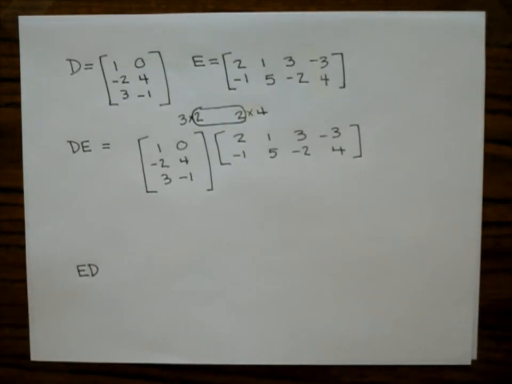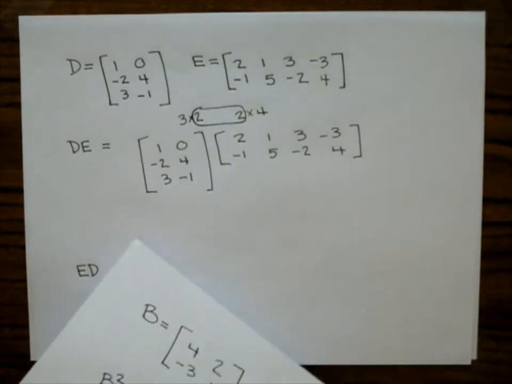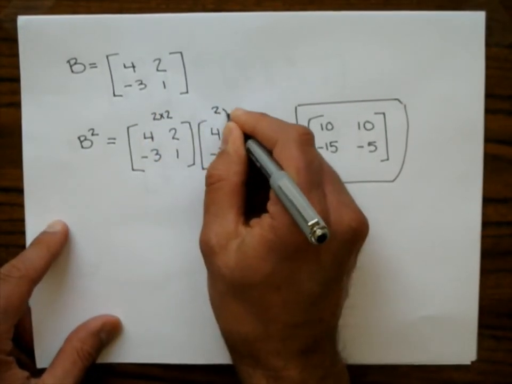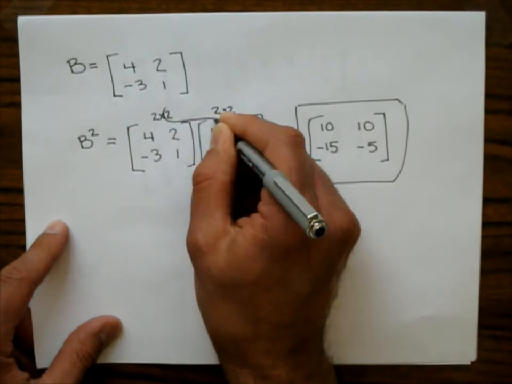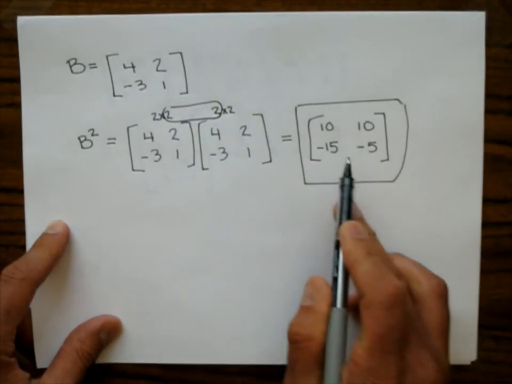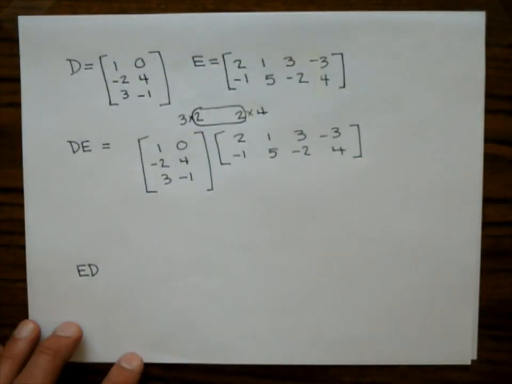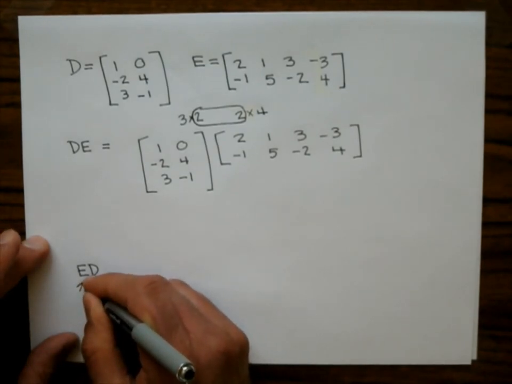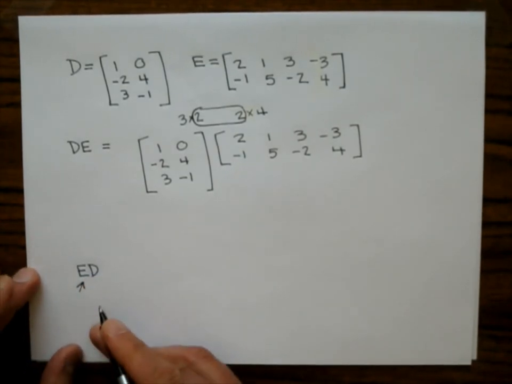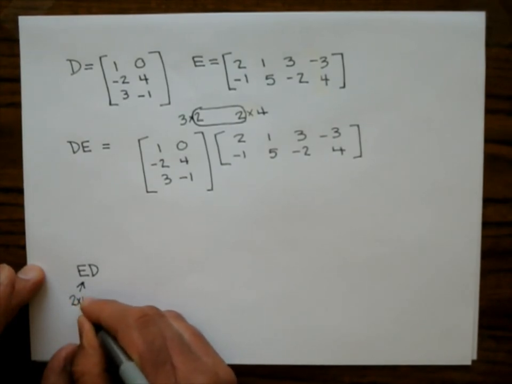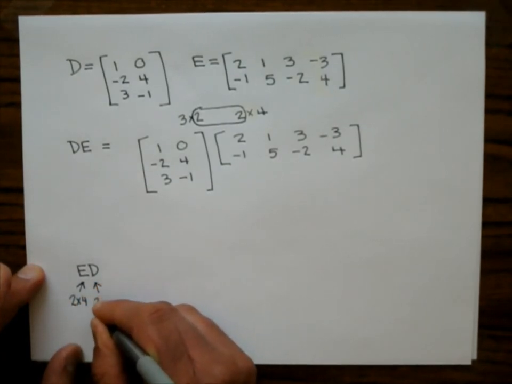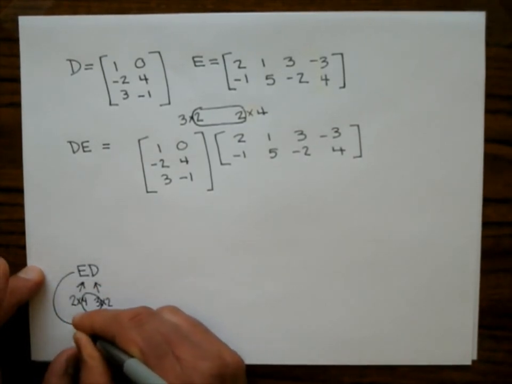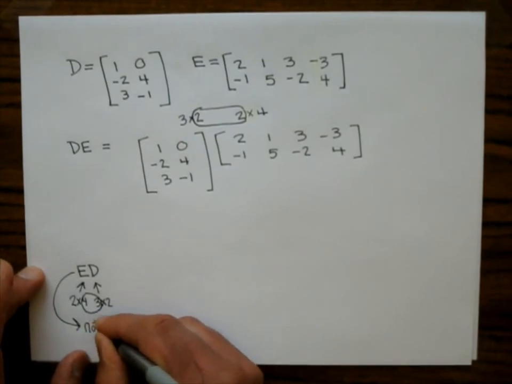So going back to the other problem that I did not do a size check on, look at this. I should have done it. Look, this is 2 by 2. This also was 2 by 2, and the inside numbers are the same. The outside numbers tell you the size of your answer. So the size of my answer on this one will be 3 by 4. Now when I switch it around like this, we'll take care of this one right now. This is a 2 by 4, and D is 3 by 2. So the inside numbers are not the same, so the answer to this one is going to be not defined.